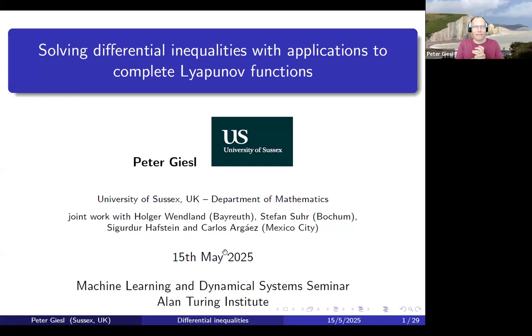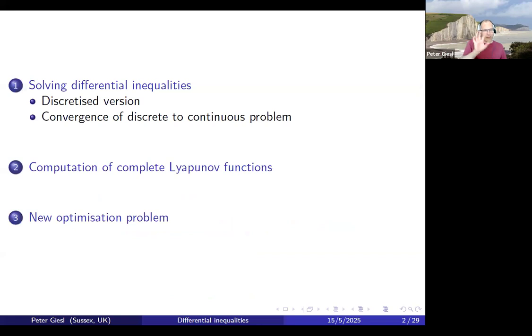So my talk, I'm basically trying to get the connection between some numerical methods, kernel methods, and dynamic systems. And I should mention my collaborators Holger Wendland, Stefan Suhr, Sigi Hafstein, and Carlos Argaez. So my first part is in the kind of mesh-free collocation world. I'm going to start and talk about how we can solve differential equations first with mesh-free collocation, and then how we use that and extend this to solve differential inequalities.